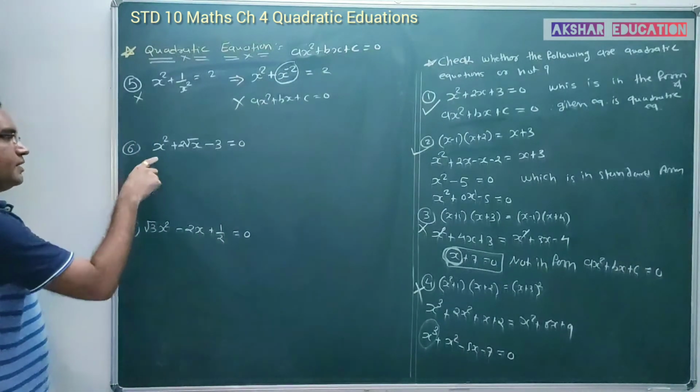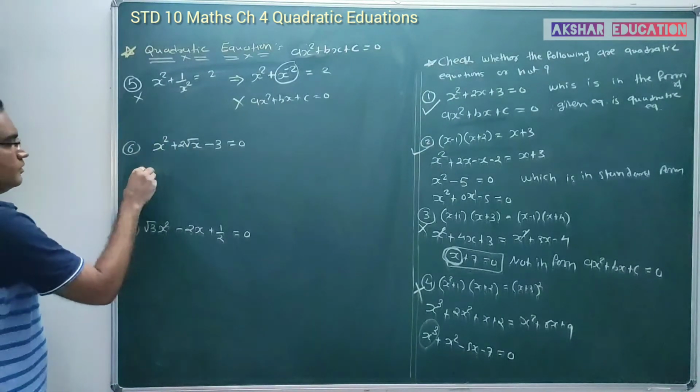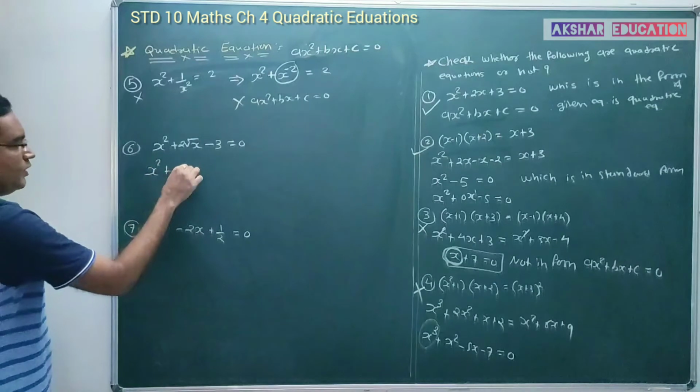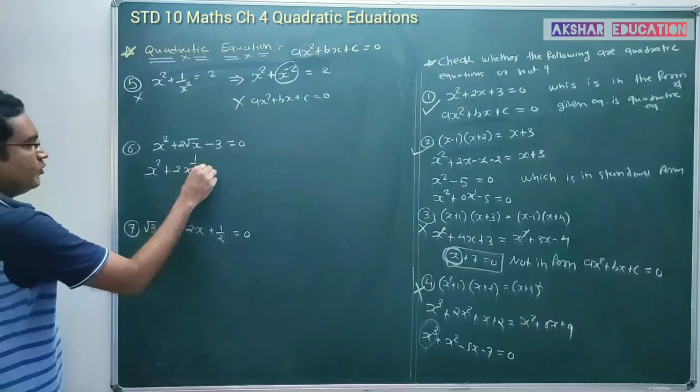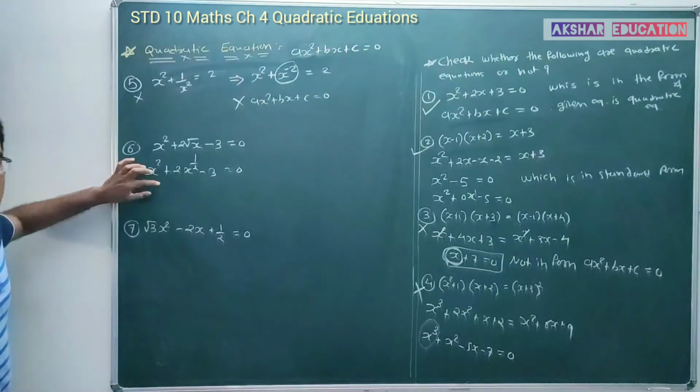Here again the maximum power of variable x is 2, but it's ax square plus 2x to the power 1 by 2 minus 3 equal to 0. So here the degree of this equation is 2.